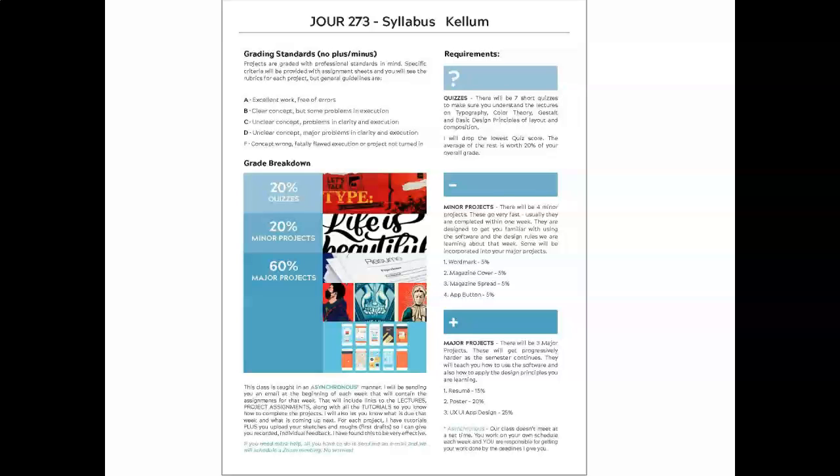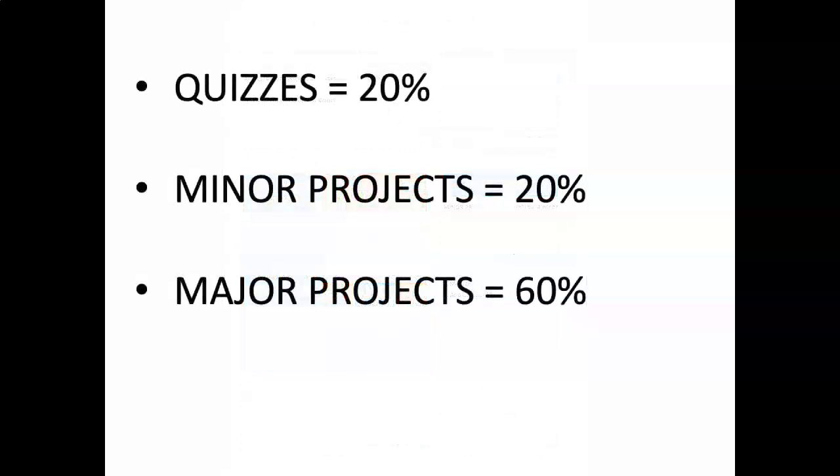So let's look at grading. All right, so this is how it breaks down. Quizzes, your average of those top 6 quiz scores is worth 20% of your overall grade. Your minor projects, average of all of those, 20% of your overall grade. Those major projects are worth 60%. That's where the money is. So you really want to do well on those major projects.